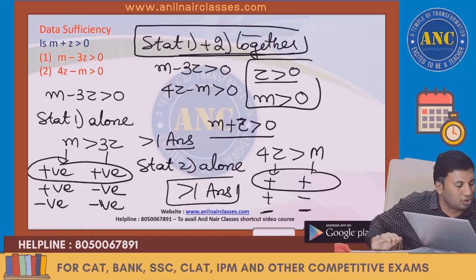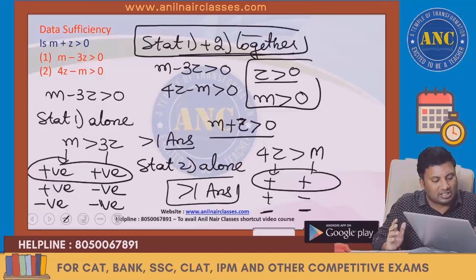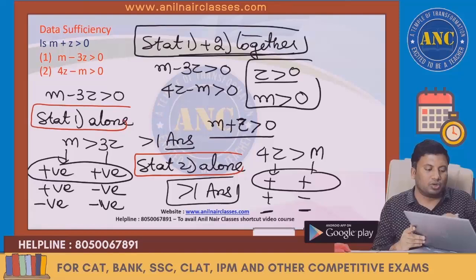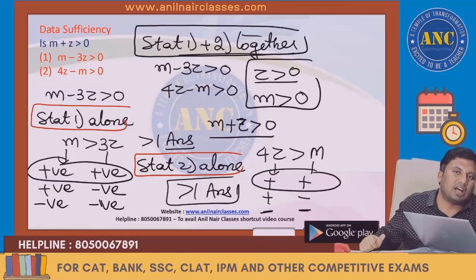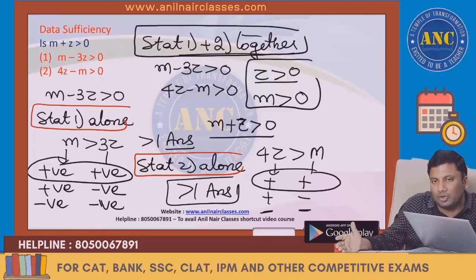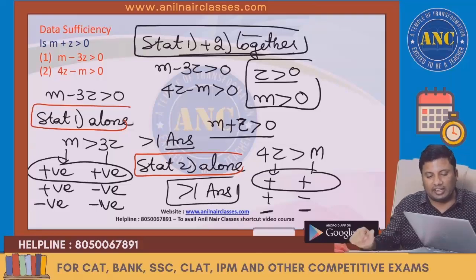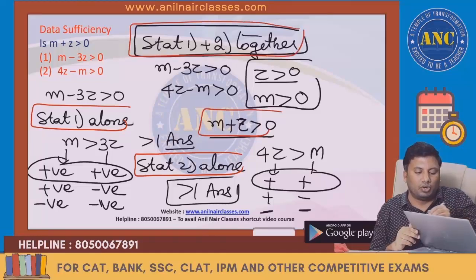Statement 1 and 2 together. Just go by the flow chart, sir. Do statement 1 alone, then do statement 2 alone. If statement 1 alone is giving you greater than one answer or no answer, go to statement 2 alone. If statement 2 alone is giving you greater than one answer or no answer, then go to statement 1 and 2 together. I hope it is clear. The answer is statement 1 and 2 together.